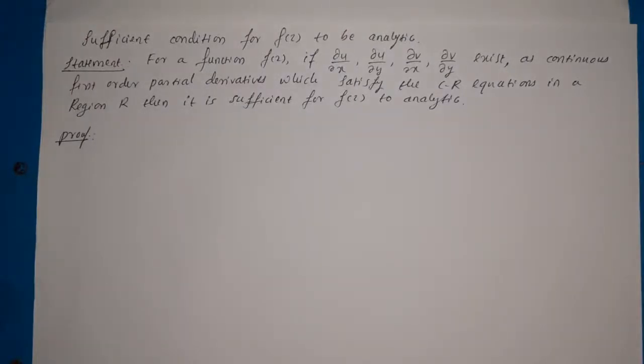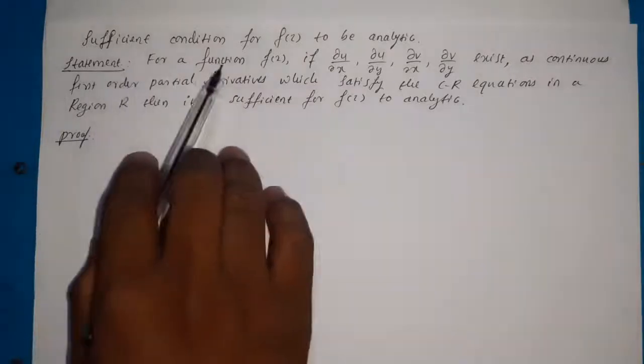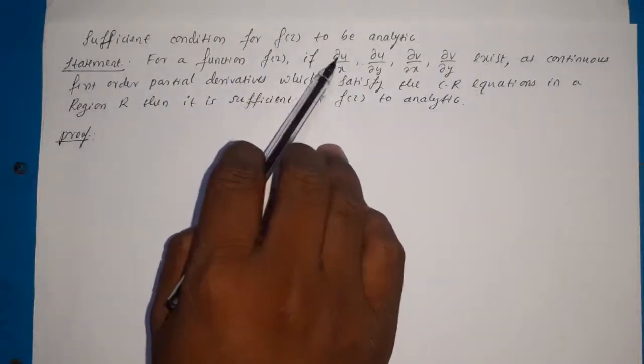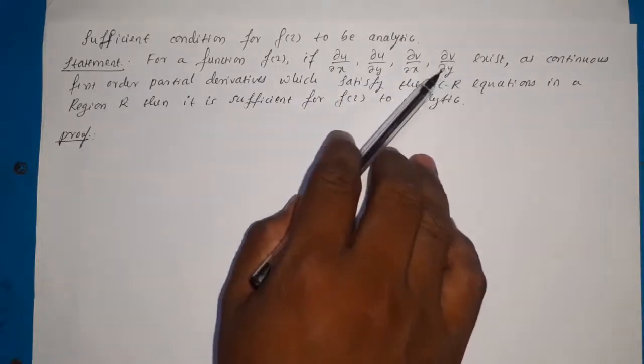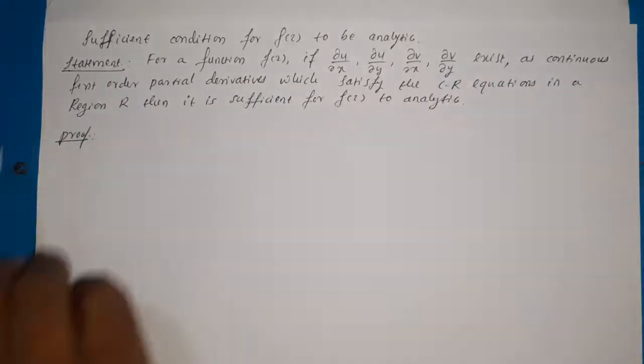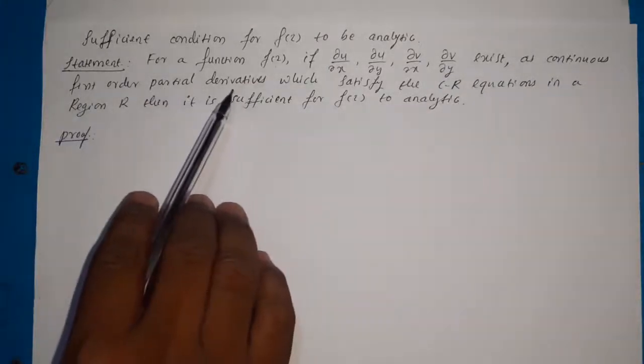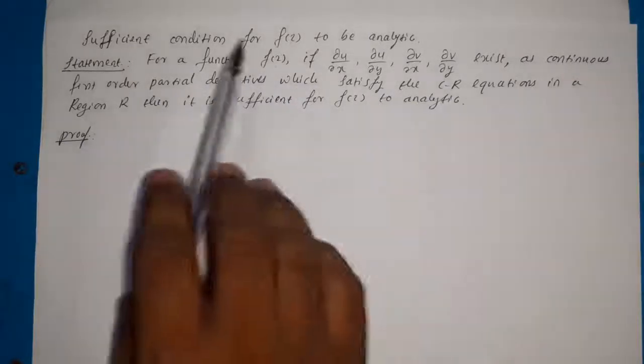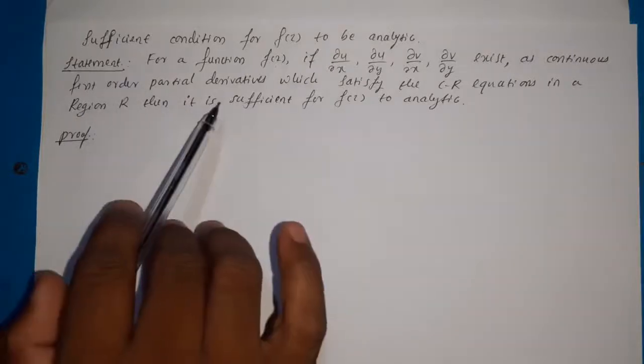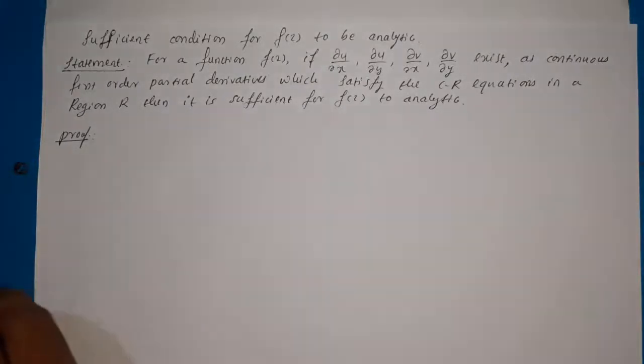So here is the statement of the necessary and sufficient condition for the function f of z to be analytic. Now the statement: for a function f of z, if dou u by dou x, dou u by dou y, dou v by dou x and dou v by dou y exist as continuous first order partial derivatives which satisfy the CR equations in a region R, then it is sufficient for f of z to be analytic. Meaning all the four partial derivatives exist and they are continuous, and also the CR equations are satisfied by those four partial derivatives, then f of z is analytic.